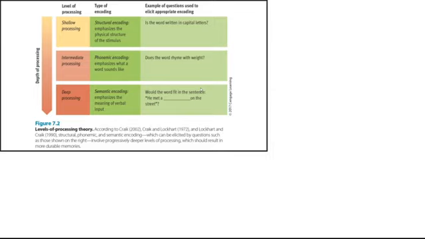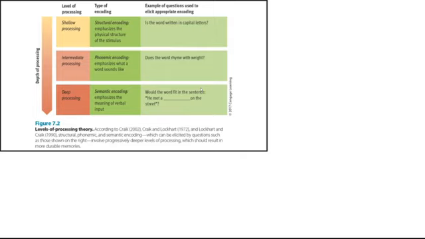Intermediate processing is somewhere kind of in the middle, a little bit more processing than our shallow processing. And this is something like phonemic encoding, which would emphasize what a word sounds like. Okay, so if you're learning a definition, they might ask you, does it rhyme with weight? Or does it rhyme with car? So you're associating it with other things. That's a little bit more helpful.